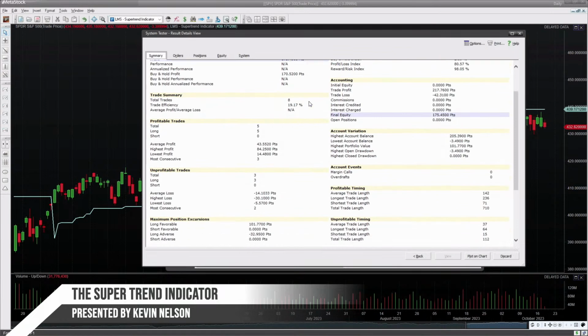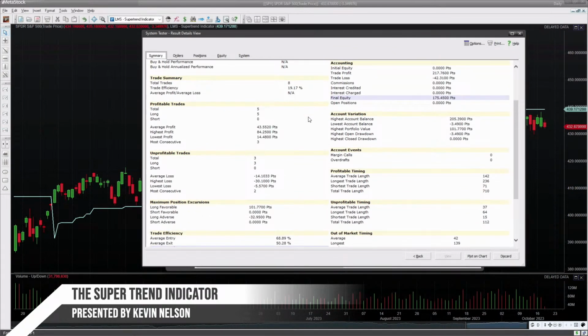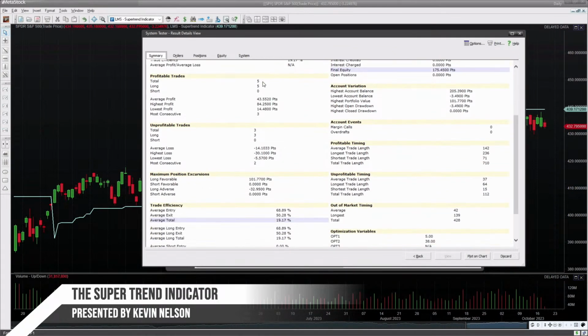But let's just go down here, and I'm just going to point out a couple things real quick. Here's our profitable trades. There are 5 winning trades, and the average profit was 43 points. And then our unprofitable trades was 3, and the average loss was 14. So this is that ratio right here, where the average winner is over 3 times the size of the average loser. So these are the 2 numbers that I'm looking at right there.